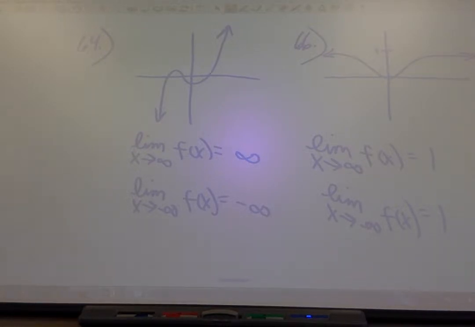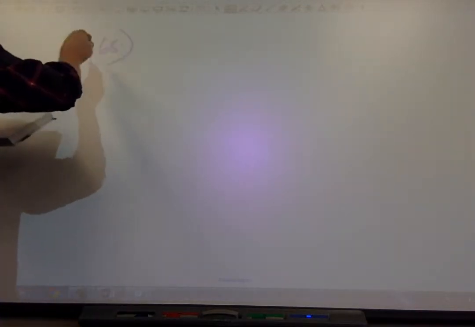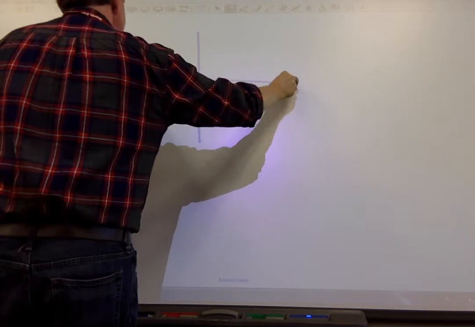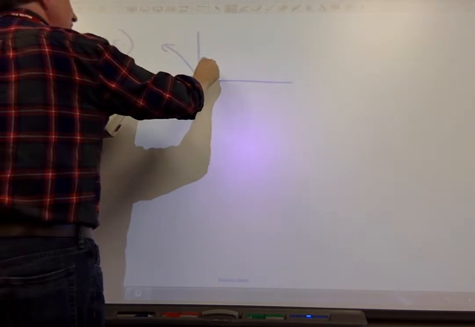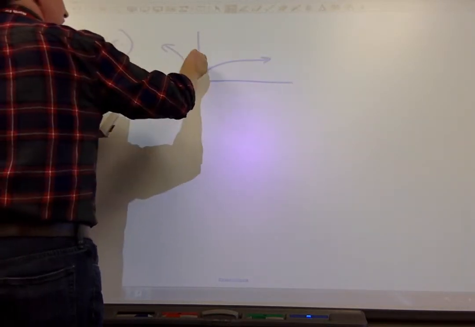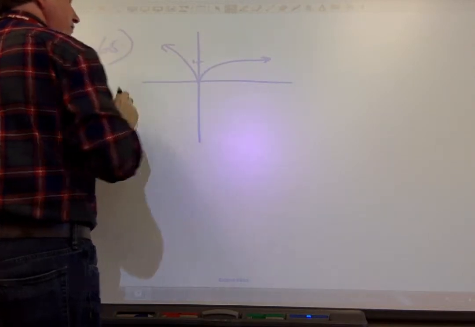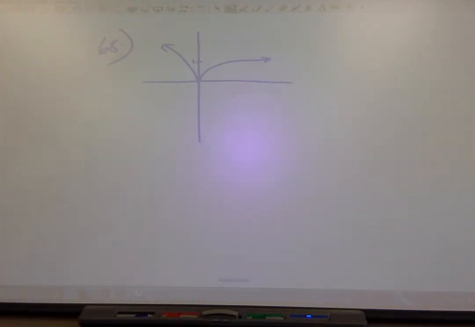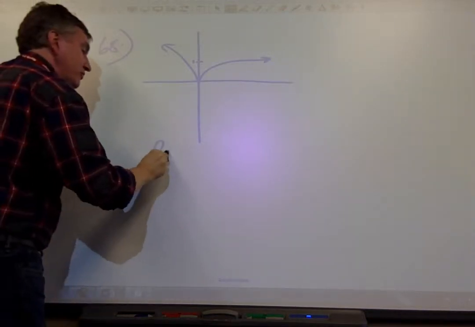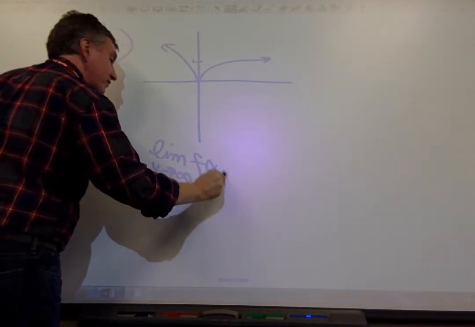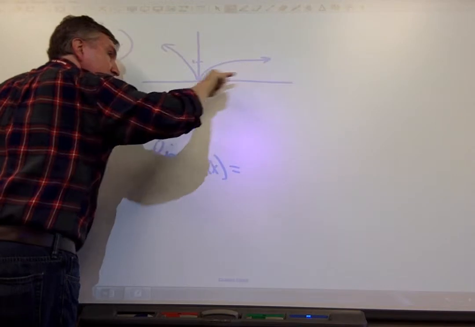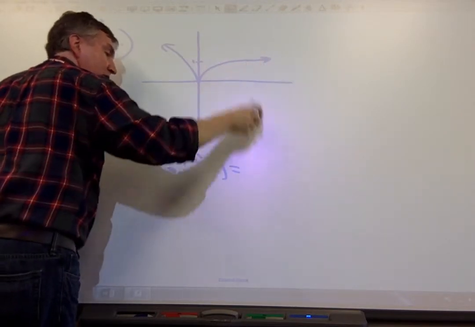What would you say about 68? Look at that graph. 68 looks like this. One piece is doing this, and the other piece is doing that. And this is at 1, 1 and 0. So let's ask the same question. Limit as x approaches positive infinity of f of x. If I get larger and larger to the right, the y is going where?